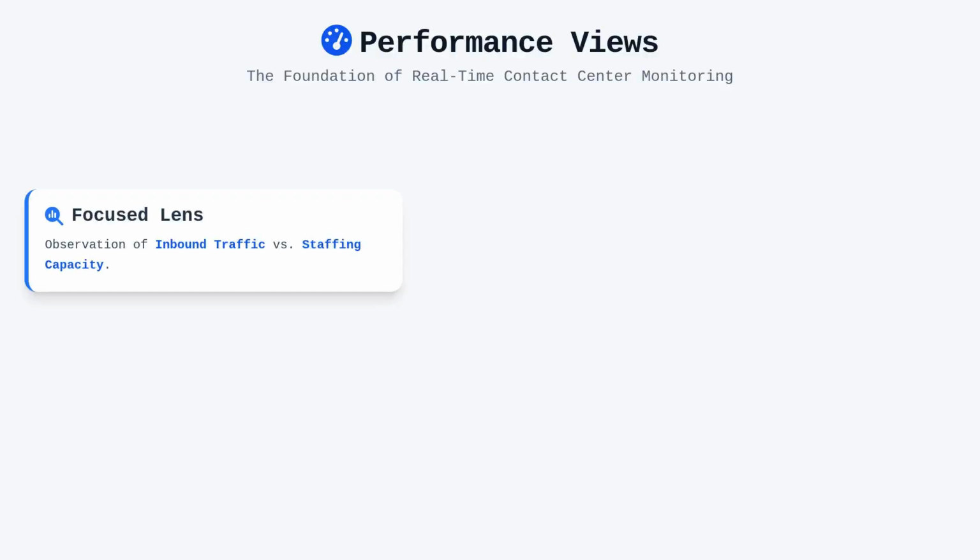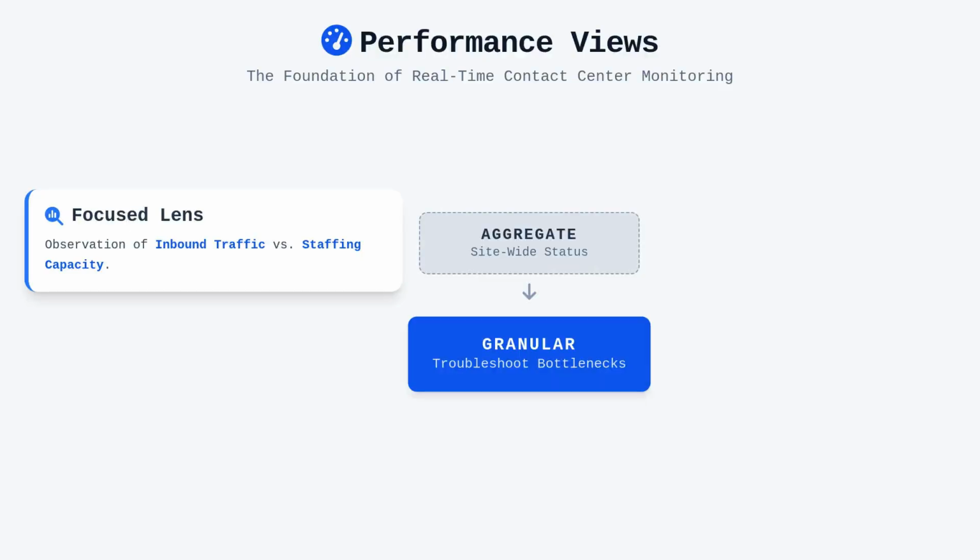Performance views remain the foundation of real-time monitoring, offering a focused lens on specific entities like queues, agents, or individual interactions. When you access a queue performance view, you are essentially observing the state of your inbound traffic against your staffing capacity. It is important to distinguish between the aggregate views that show site-wide status and the granular views that allow you to troubleshoot individual performance bottlenecks.